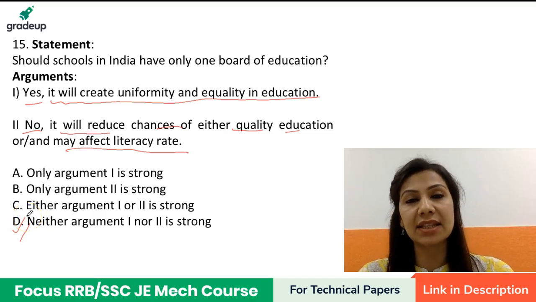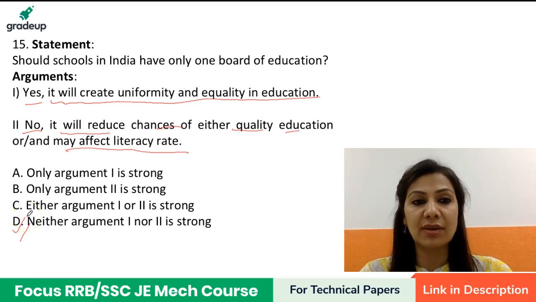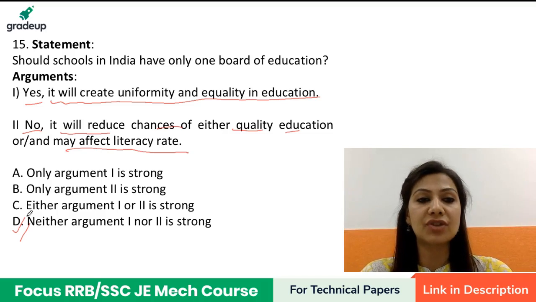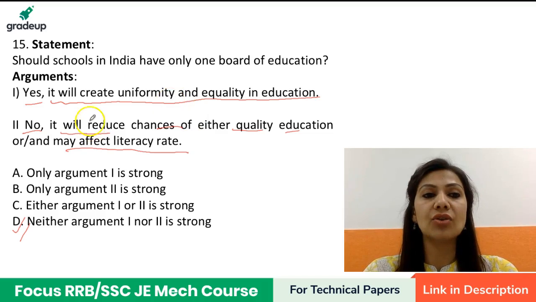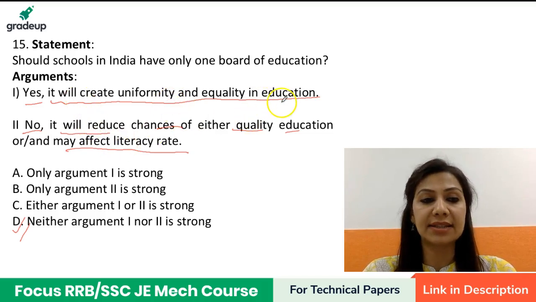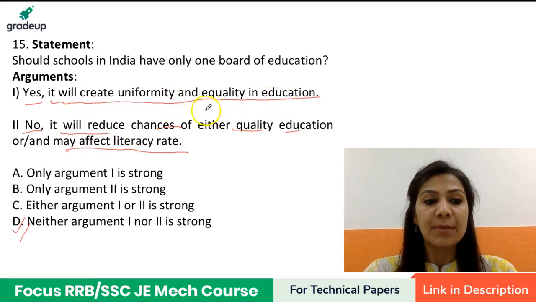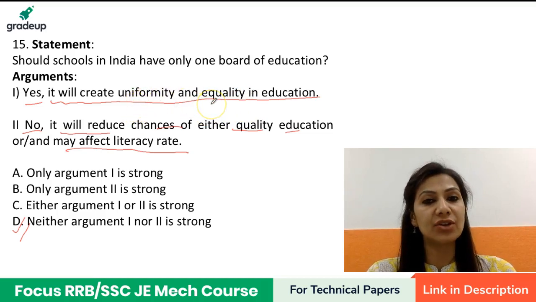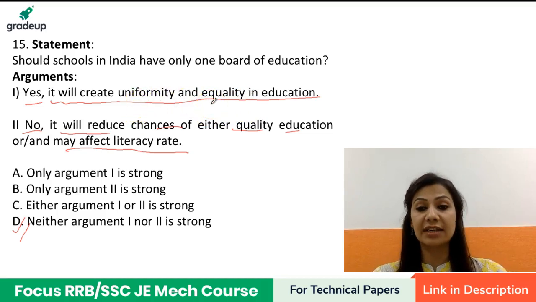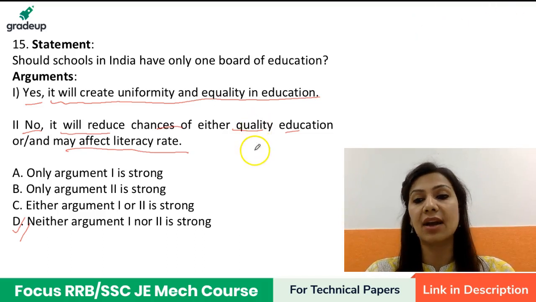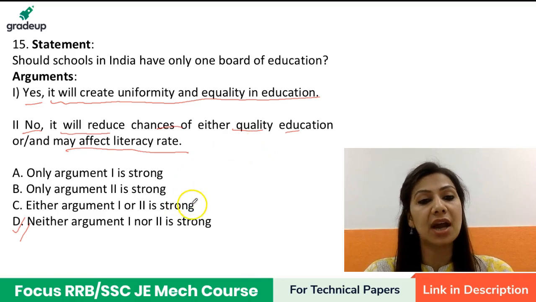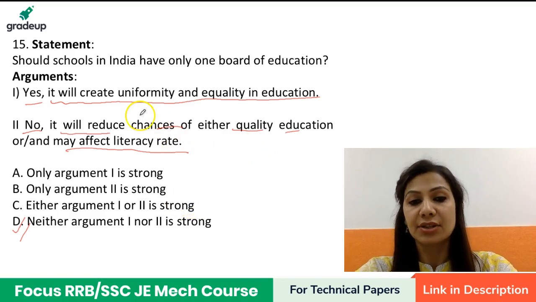See, whenever you are selecting the strong argument, always focus on one point: the thing you have been given in your question, you will always talk about that only. You will not discuss something which is not mentioned in your question. Correct? So yes or no is just a thing. The reason behind it is what gives you the exact idea. Because in the first, it is given that it will create uniformity and equality in education, which is definitely wrong, which is not connected. So you can cancel it out. And the second, obviously, is wrong. So the answer will be that neither argument first nor second is strong.